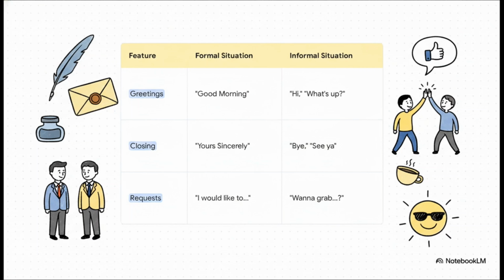Formally, you'd say, "Good morning." Informally, "What's up?" A formal request starts with, "I would like to," but an informal one is more like, "Want to grab?" Dropping specific examples like these in your answer, that's what shows you really get it.